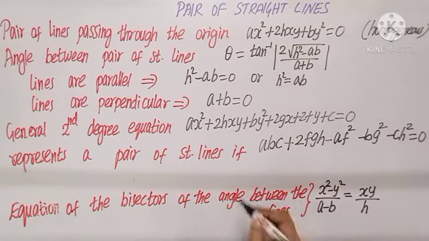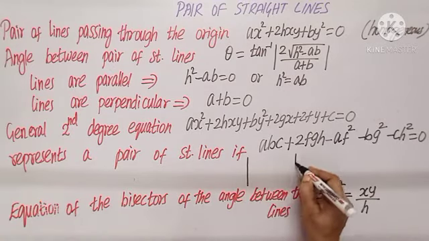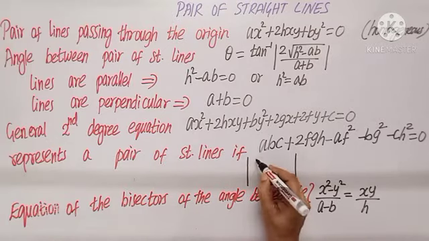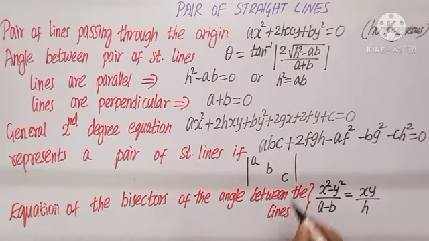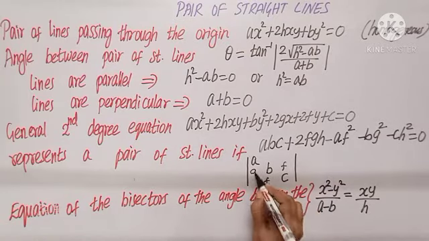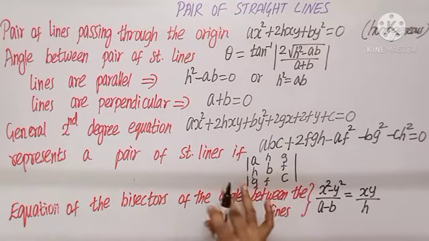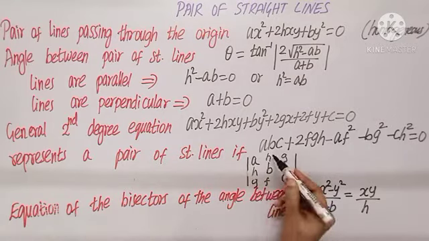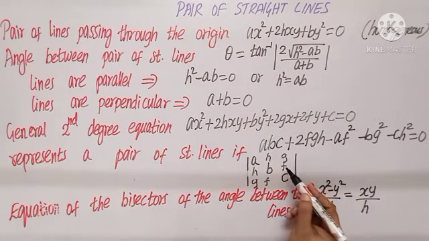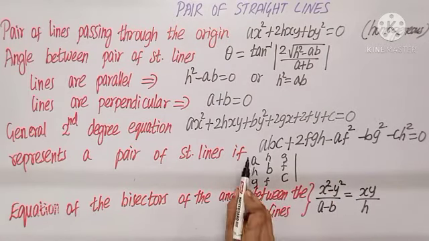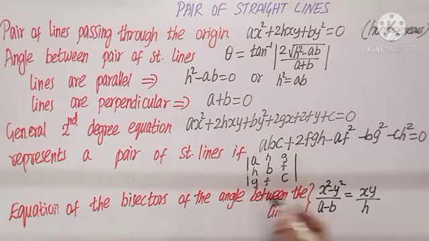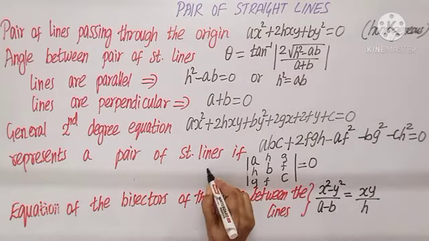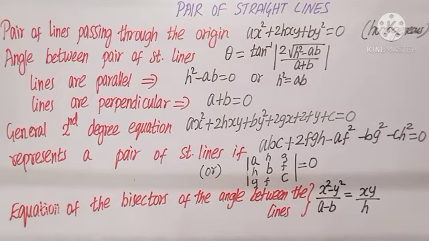This condition can also be written in determinant. Diagonally fill a, b, c. In the reverse order f, g and then h. So f, g, h. In the reverse order we write the next three letters. Diagonally a, b, c. In the reverse order f, g, h equals to 0. Either use this or you can use determinant notation.